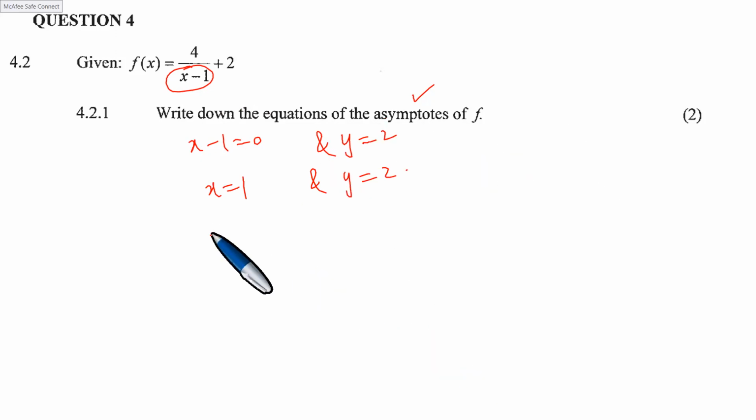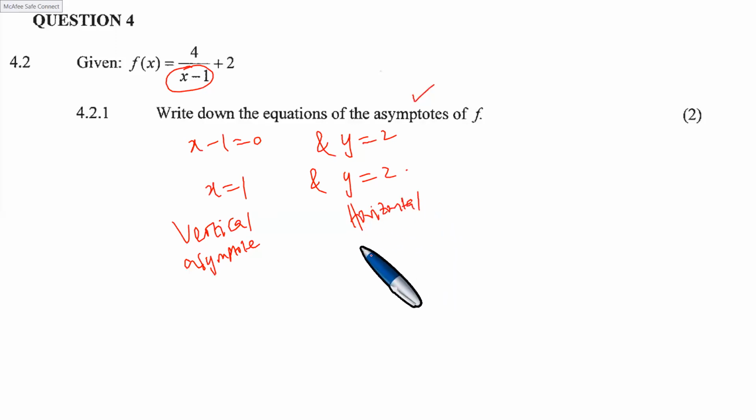These are the ones. Obviously, this one here is the vertical asymptote, and this one is the horizontal asymptote. Okay, so this is what we have: the vertical asymptote and the horizontal asymptote. So we have solved this one. Move to the next one.